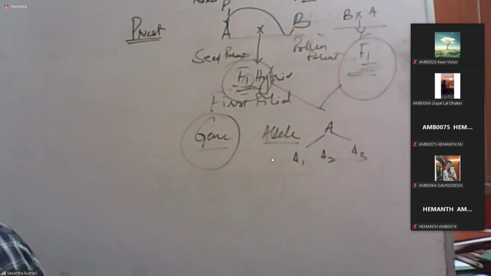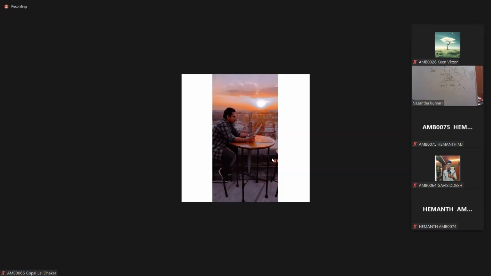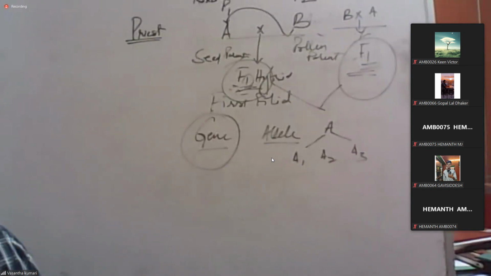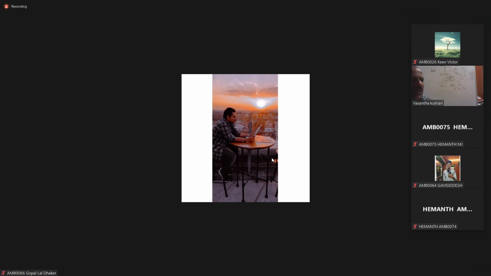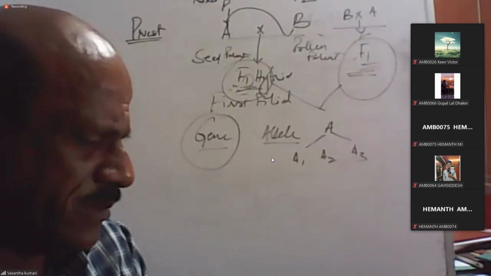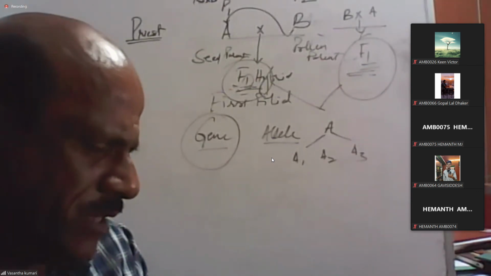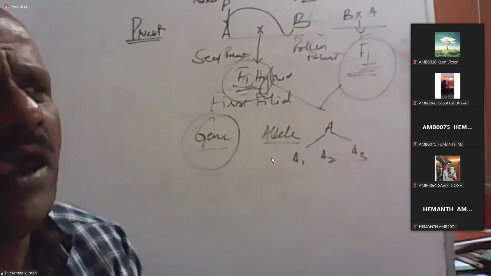Is that clear? Yes. We have understood what a gene is, what an allele is. We have understood what reciprocal crosses are, what back crosses are, what F1 is, what parents are, and things like that. Any doubts in the aspects that we have covered so far? No, sir. Okay.